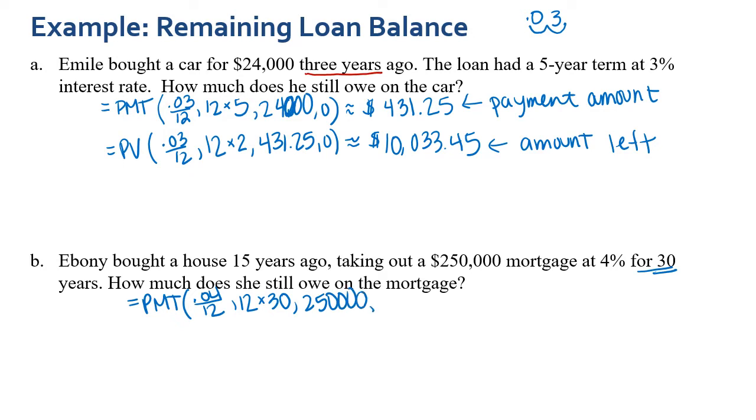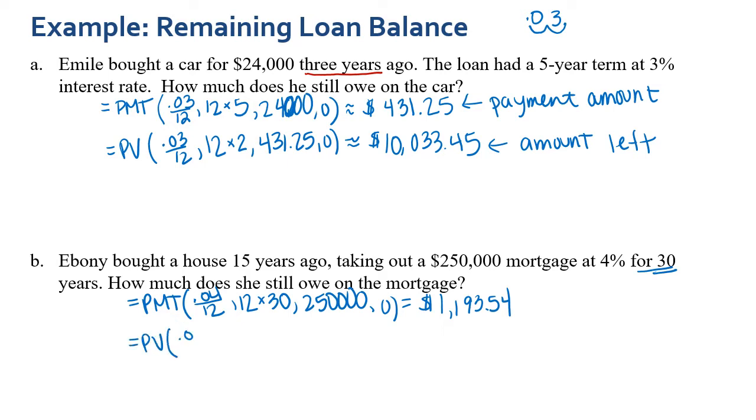And then the total amount was $250,000. And then we'll put in 0. And we get her mortgage payment is going to be $1,193.54. So her mortgage payment on a $250,000 house is $1,193.54.